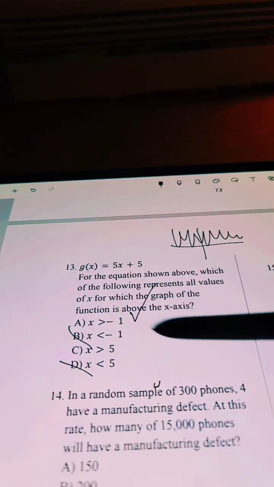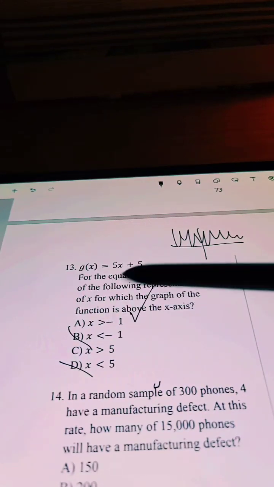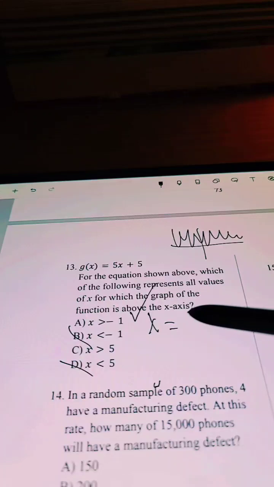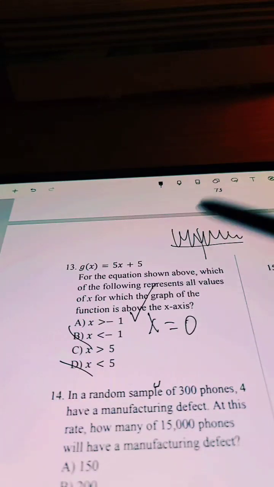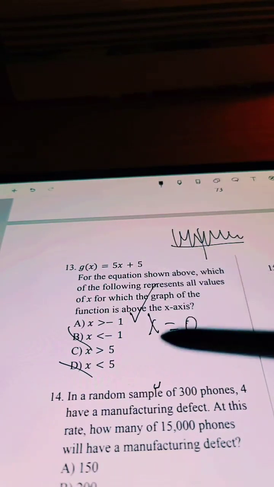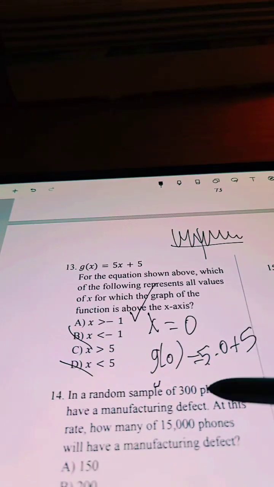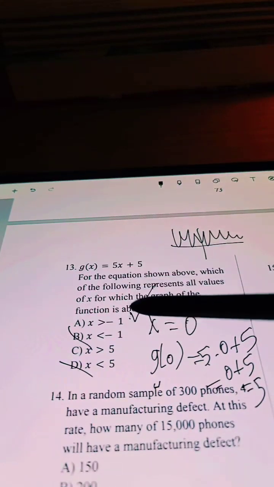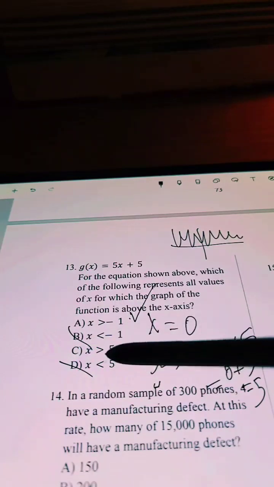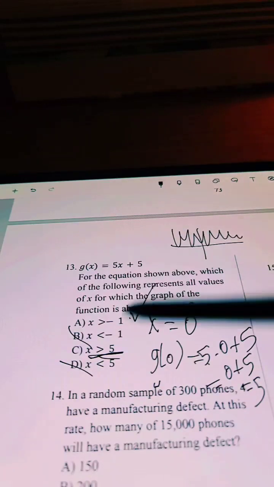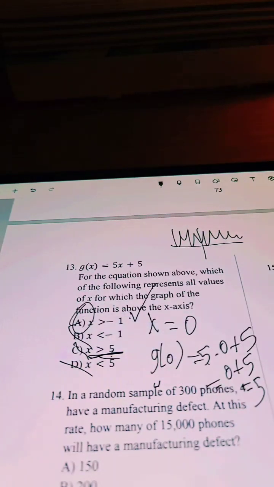So a value that's going to work for A but not for C is going to be x is equal to, let's say, 0. That's an easy one. And then we could just plug that in. I was looking at this. 5 times 0 plus 5. So that's going to be a positive value, so that works for that one, but x equaling 0 does not apply to this x is greater than 5 situation, because 0 is not greater than 5. So it would be A.